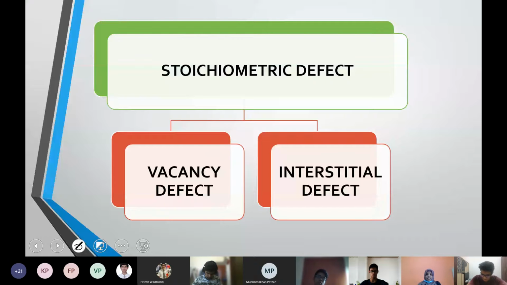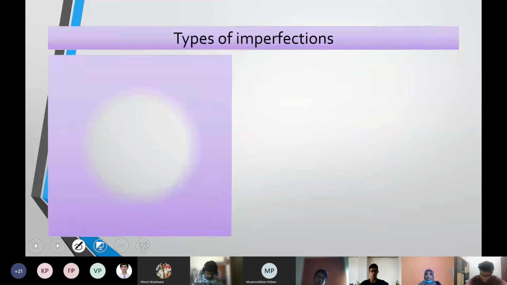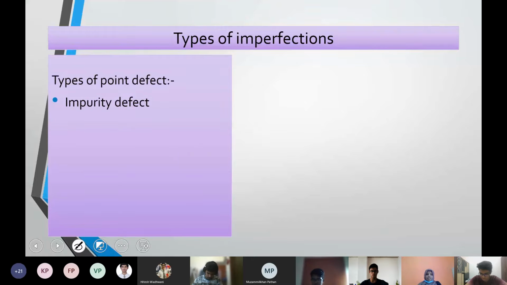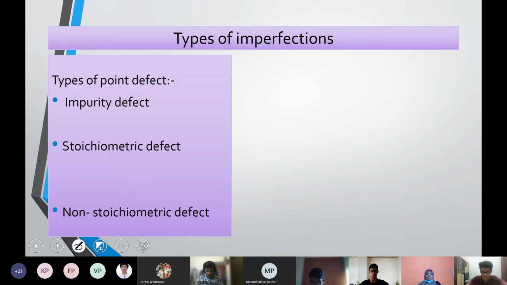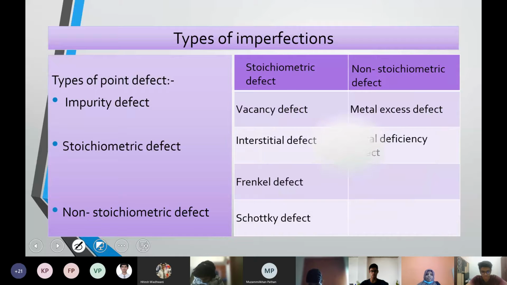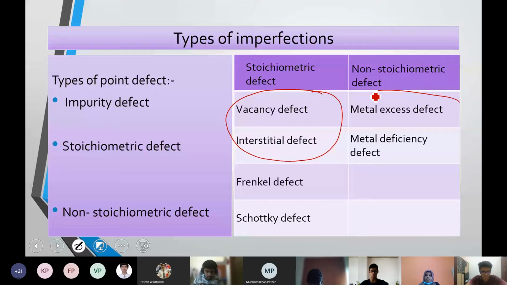So rather than this slide, the next slide will give you the bigger picture of the different types of point defects. As I said earlier, point defect is of three different types: impurity defect, stoichiometric defect, and non-stoichiometric defect. And among these three, stoichiometric and non-stoichiometric defect are further classified. In the case of stoichiometric defect, you can have vacancy defect and interstitial defect. And in the case of non-stoichiometric defect, you have metal excess and metal deficiency defect. So these are the further classifications.